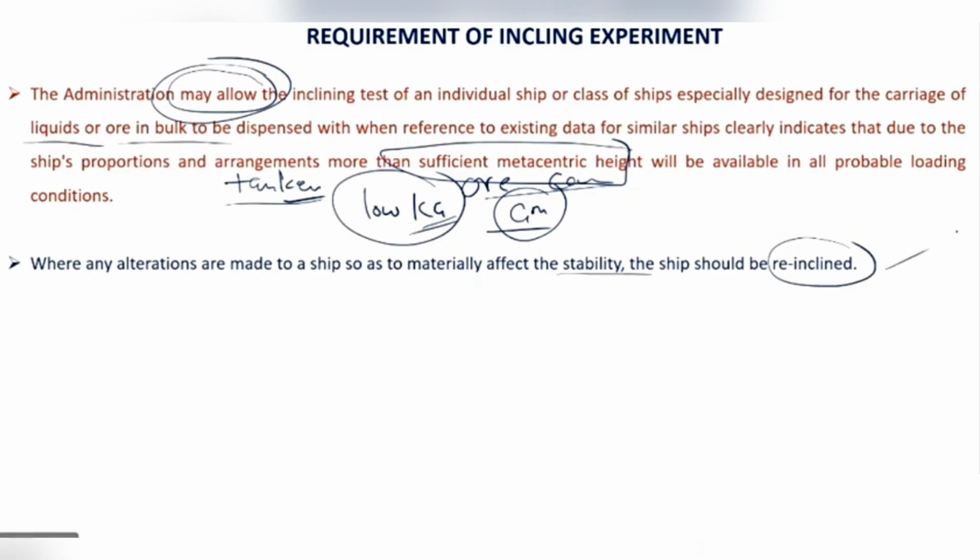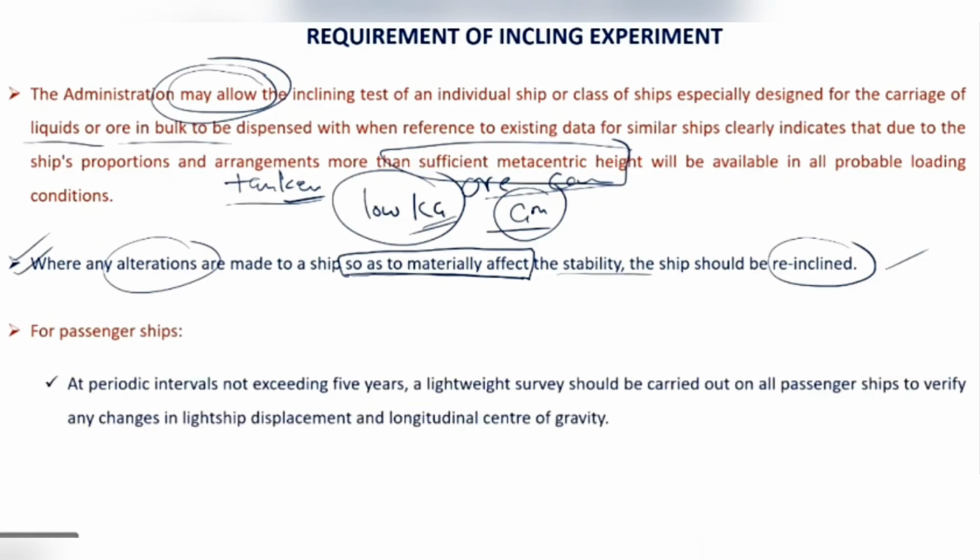Is this point clear, guys? Life is involved. Many lives are involved. Like you have so many surveys, passenger ships every 5 years have to undergo a light ship survey. So for passenger ships, at periodic intervals not exceeding 5 years, a light ship survey should be carried out to verify any changes in the light ship condition and the LCG. For cargo ships, as and when modifications are made which can materially change the stability, please re-incline. And that also applies to passenger ships if modifications have been made within the 5 years of validity.